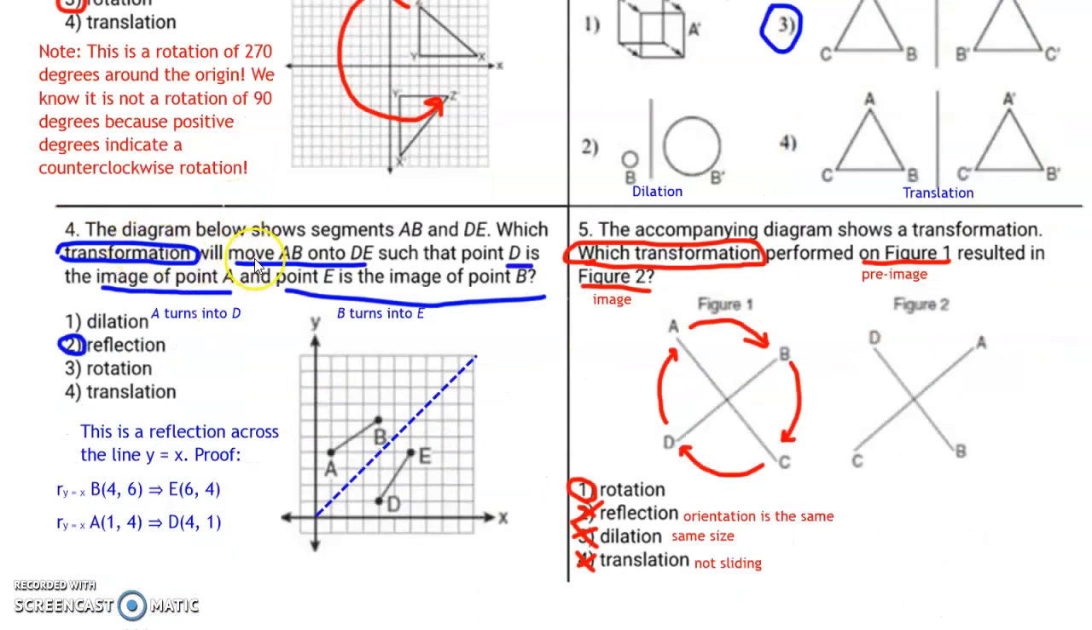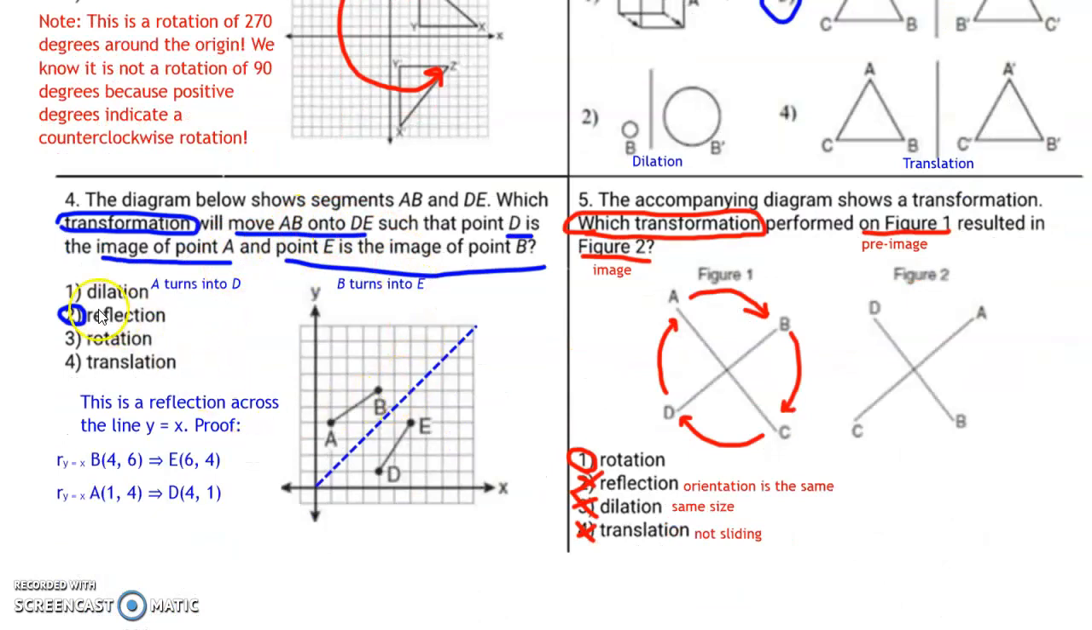For number 4, we're asked which transformation is going to move AB onto DE. The correct answer is reflection. We reflect across this line y equals x. I can tell that because it says D is the image of A. So D is the image, A is the pre-image. How do I turn A into D? Well, I could have slid it, but if I slid this downwards like this, I would have to slide B the same distance, and B is not the same distance downwards and to the right. So I know that it's the same exact distance from this line of reflection, so I know it's a reflection. Imagine this line segment being reflected directly across this line, and you'll get the idea.